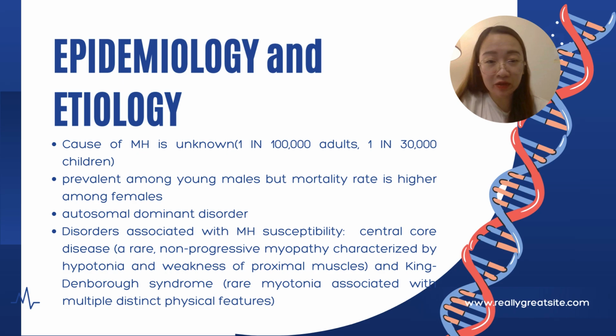And this condition actually occurs in children, the prevalence is 1 in 30,000, and 1 in 100,000 among adults. It is mostly prevalent among males. However, the mortality rate is higher among females. Next, it is an autosomal dominant disorder. So, what does it mean? It means that it only takes one gene among any of the parents to be passed on to the child for him or for her to exhibit the condition or the signs and symptoms.